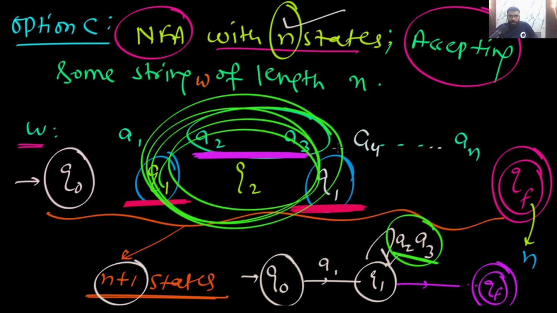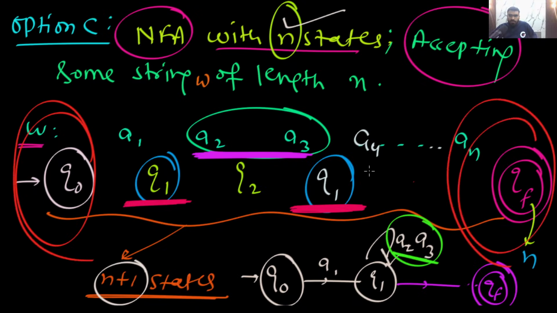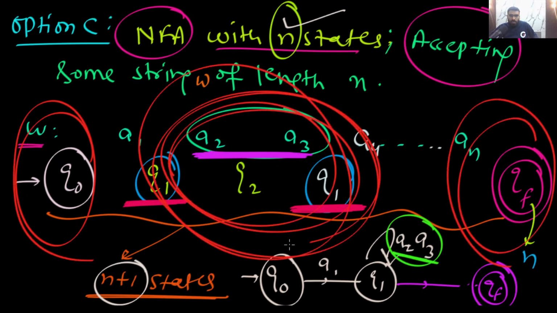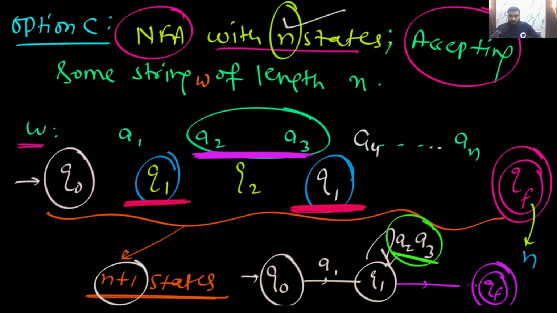There is a loop. Please notice, there is a loop from the initial state to some final state. On the way there is a loop. Because of that, the language will become infinite. Okay, is this clear? So this is the proof.